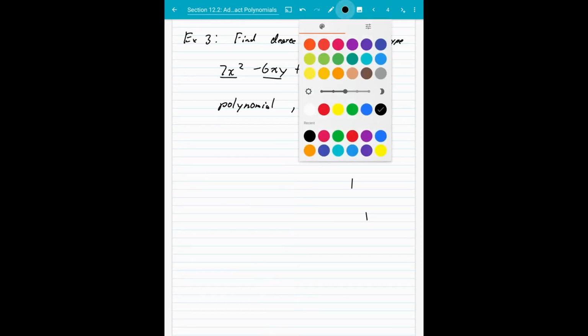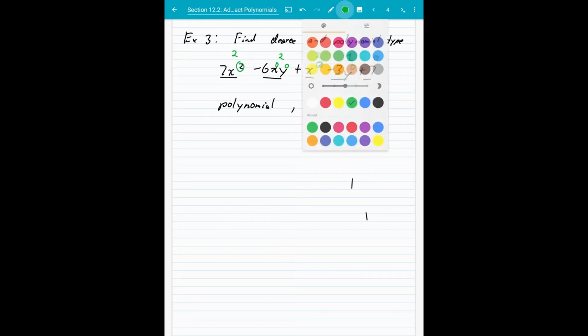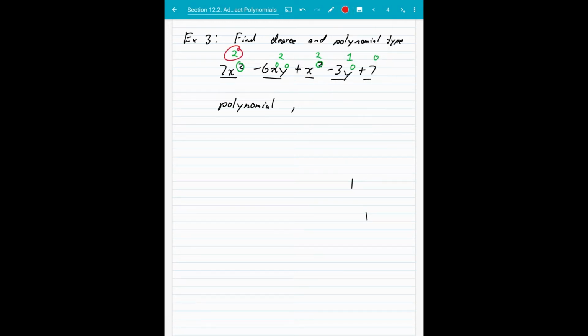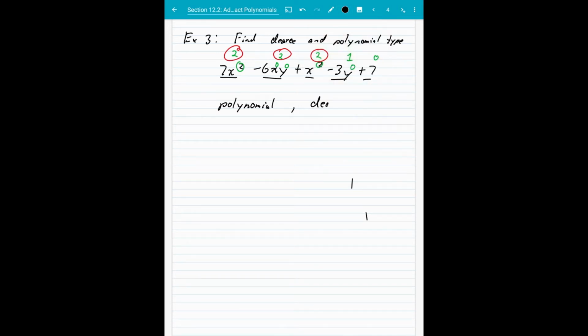And the degree, look at all the individual ones. This would be a degree of 2. This would be a degree of 2. This is a degree of 2. That's a degree of 1. Nothing here, so that'd be a degree of 0. Highest is 2, so you would say a degree of 2. And that's how we would define it.